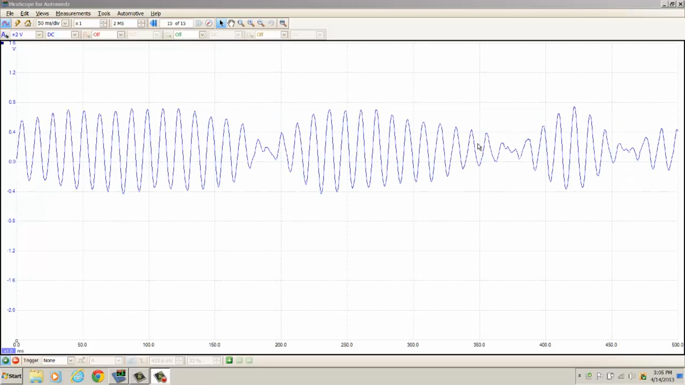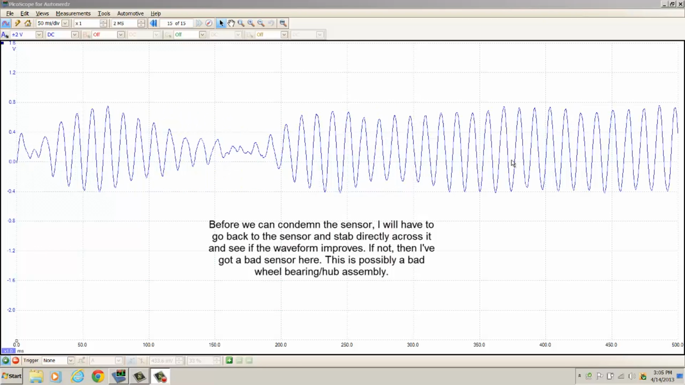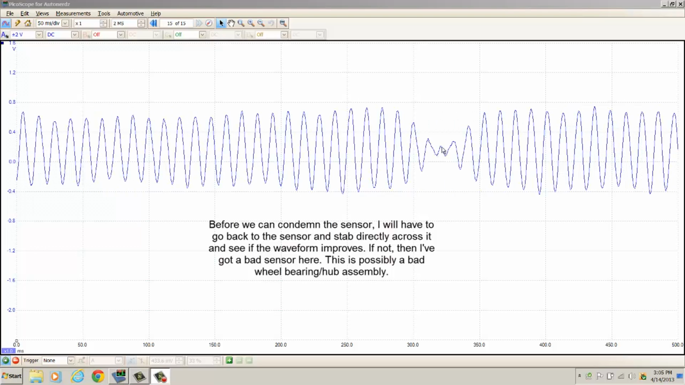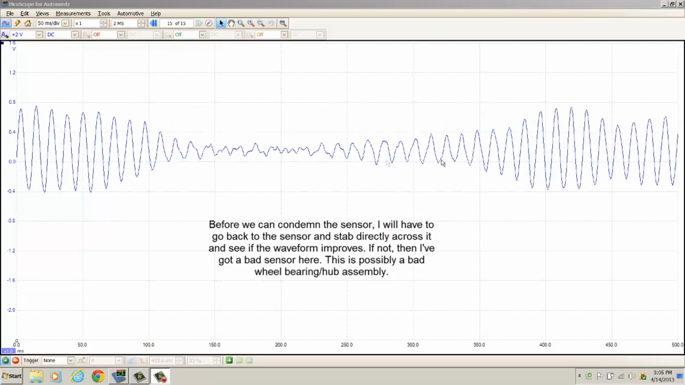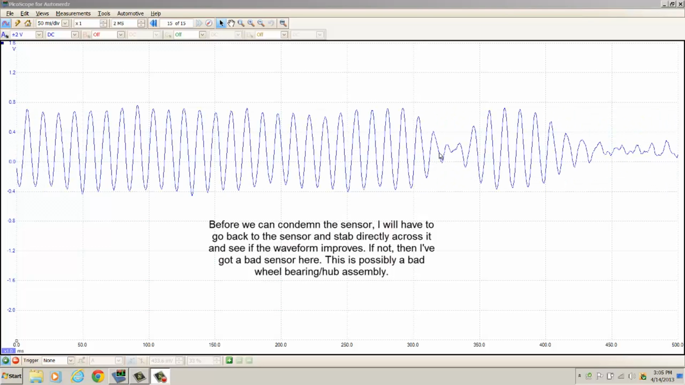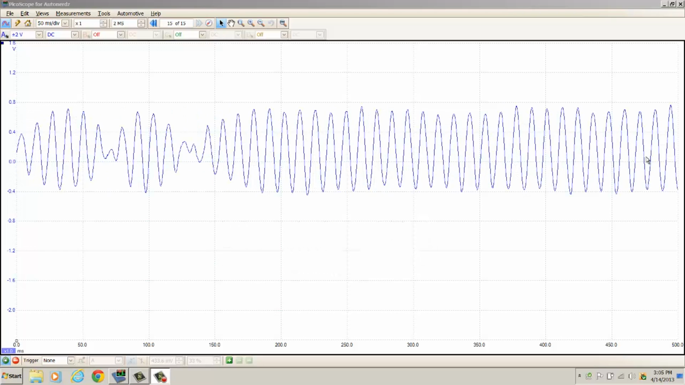Looks like maybe something is going on with one of the teeth on the reluctor here. It goes along looking good. Might be a little bit of a wheel bearing issue. Of course, I didn't see anything, but I can look into that a little bit further.